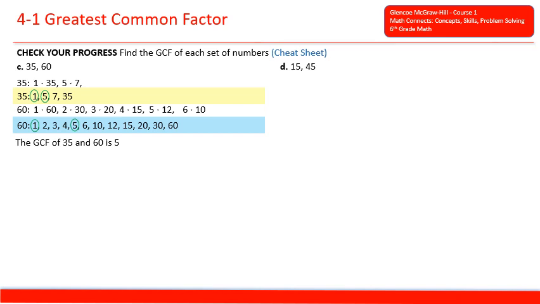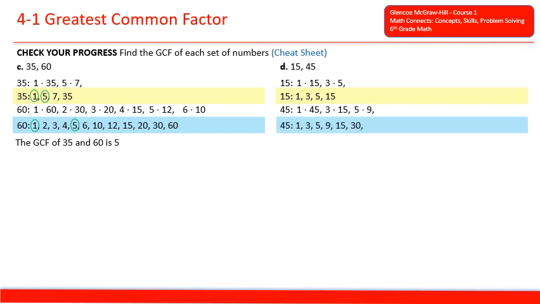D, 15 and 45. If you look at that, you might have a guess already as to what the greatest common factor is. Let's see if you're right. 1 times 15, 3 times 5. So we have 1, 3, 5, and 15 for 15. 1 times 45, 3 times 15, 5 times 9. And if we list those out, and then circle the common factors, we have 1, 3, and 5, and we also have 15. So the greatest common factor of 15 and 45 is 15.